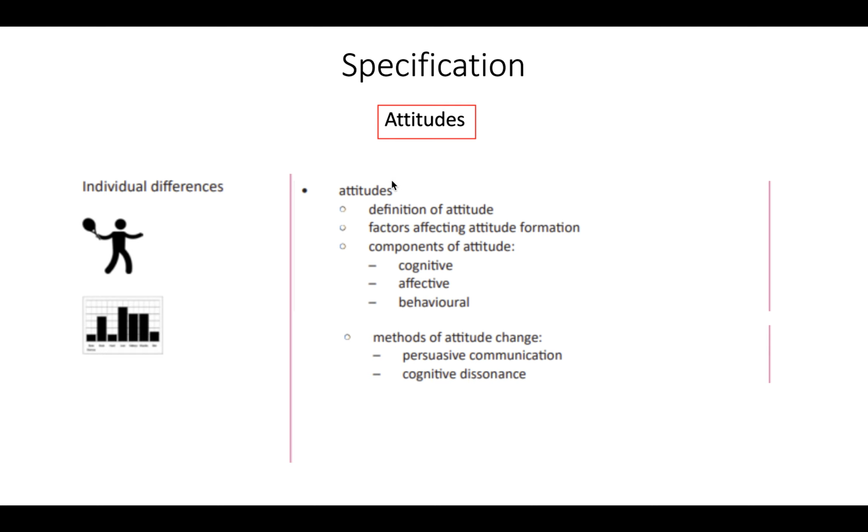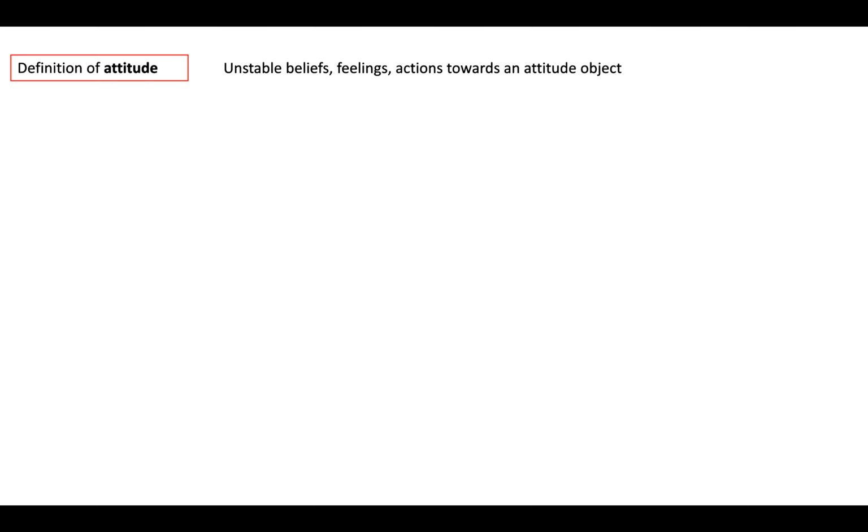This screencast is going to focus on this first part here: the definition, factors affecting attitude formation, so how our attitudes are formed, and then the components of attitude. So to begin with, the definition of attitude. Attitudes are unstable beliefs, feelings, actions towards an attitude object. That is your definition of attitude.